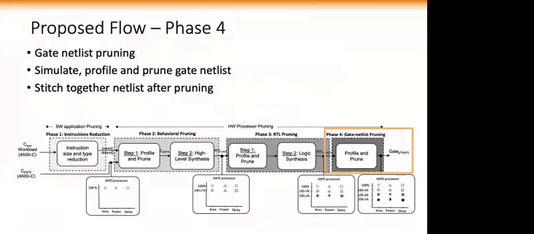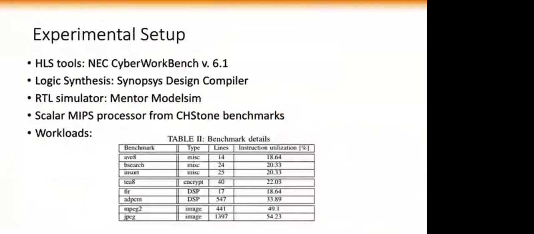The last phase does the same thing at the gate net list, right? We simulate, we profile, we prune the net list, and we remove the logic that is not being used in the simulation. And obviously we need to do some stitching together to make sure that the functionality of the gate net list is still correct. The result of the flow is the gate net list of our bespoke processor.